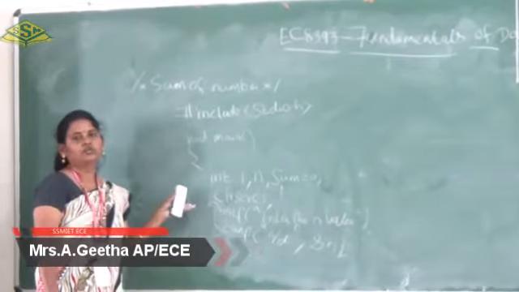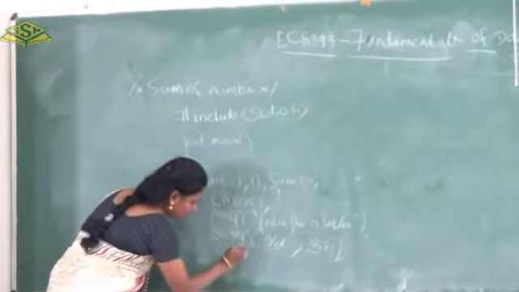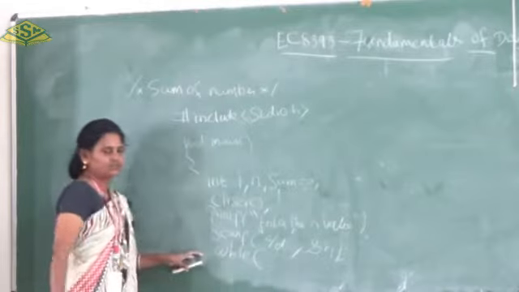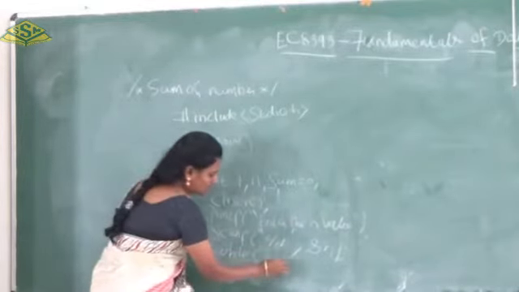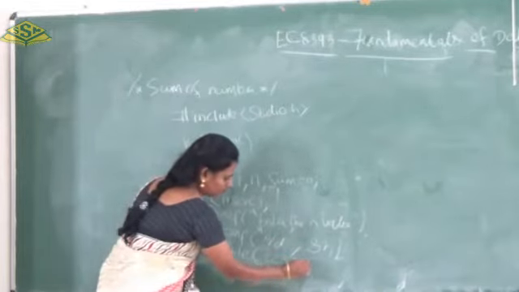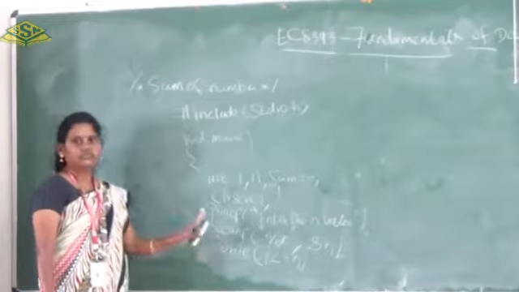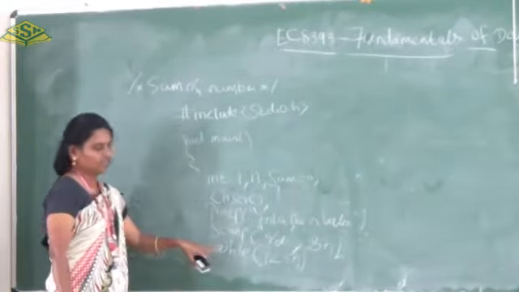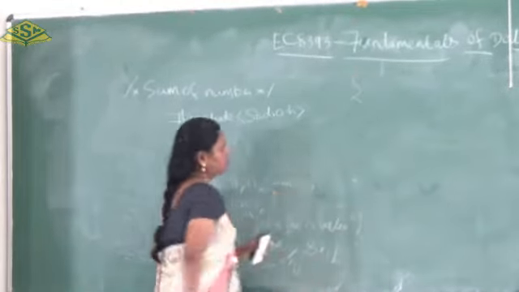After that I am going to use the while function. While function means we have to use the keyword while. Then within parenthesis I have to give the condition: i is less than or equal to n. For conditional statements we should not end with the semicolon. After the while condition it should start with the curly brace.